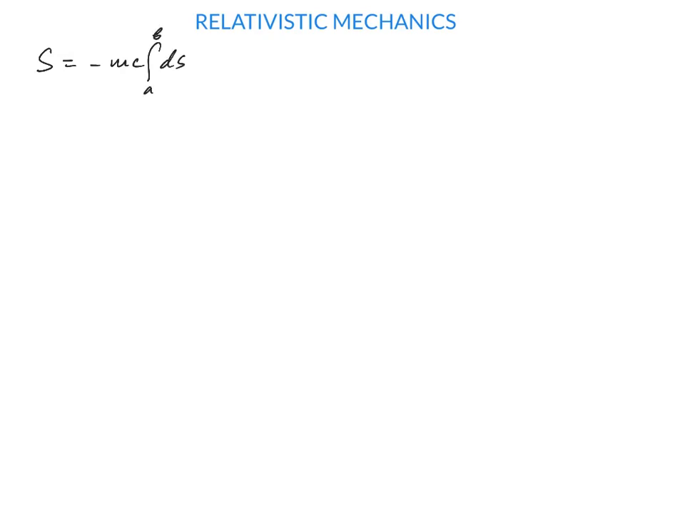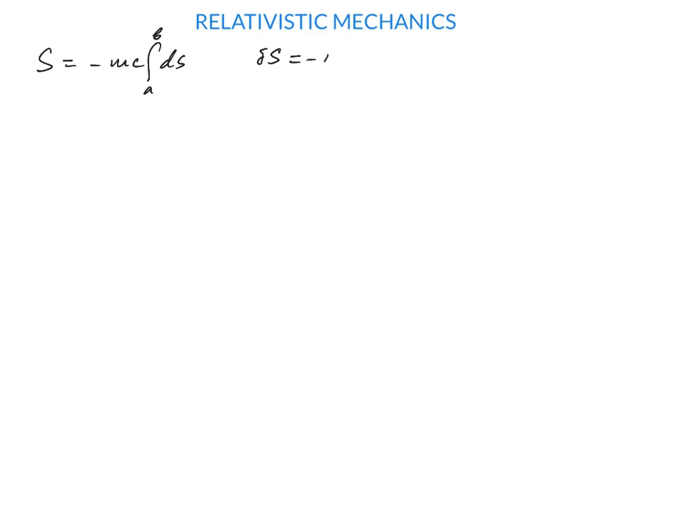But now we can't use the results from classical mechanics. We have to do the job from the beginning. So what we need to do is vary the action and demand that it's equal to 0. That will give us the physical trajectory.